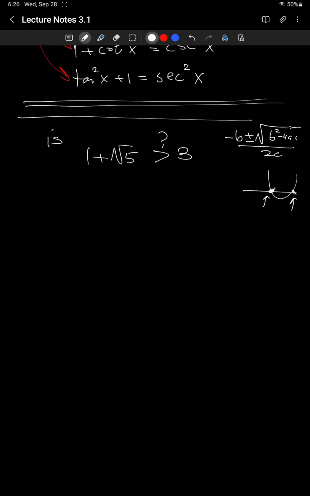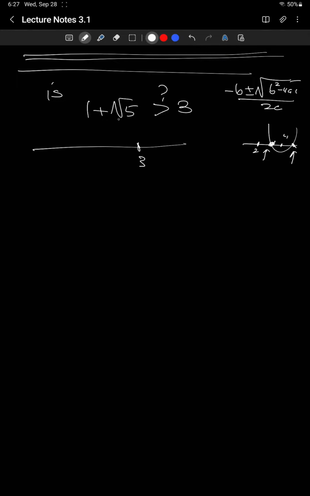Let's say you want to graph. You want to know, is this point to the right of 2 or is it to the left of 4, something like that? So you often want to know whether an inequality is true or not. In terms of what I just talked about, this would be the same as asking, I have 3 here, I want to plot the point 1 plus root 5. Should 1 plus root 5 go here in the picture or here in the picture? Which one should it be?